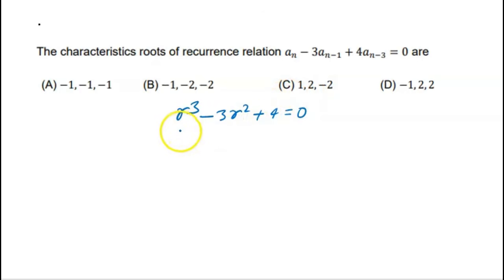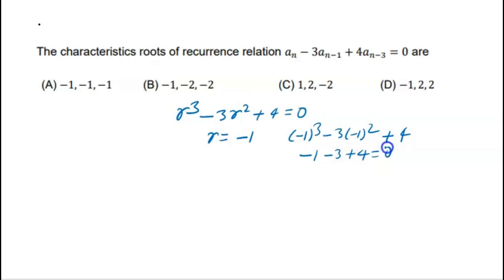Now how will you factorize it? You can clearly see that if I take r equal to minus 1, then r equal to minus 1 will be a root, because (minus 1) cube minus 3 into (minus 1) square plus 4, how much is that? This will be minus 1 minus 3 plus 4, which is equal to 0. So r equal to minus 1 is a root, meaning r plus 1 is a factor.